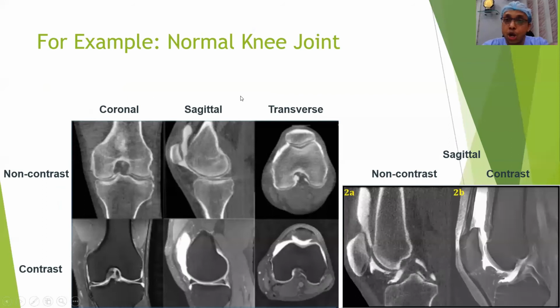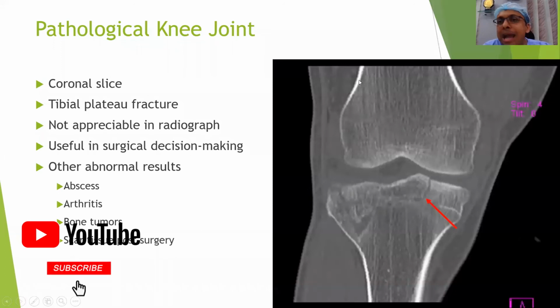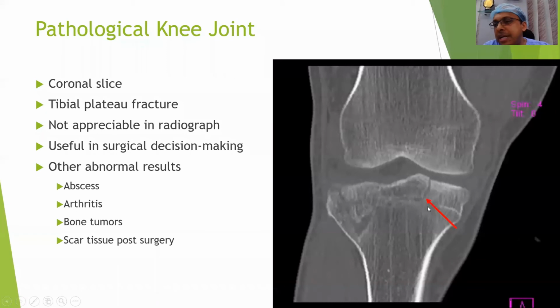So we talked about the normal knee joint right over here. Let's talk about the pathological knee joint. As you can imagine, this is a non-contrast CT scan. You can see the white layer of the periosteum and the cortical bone, and the beautiful trabecular bone or the spongy bone. Right here, as I have pointed with the red arrow, there is a fracture.